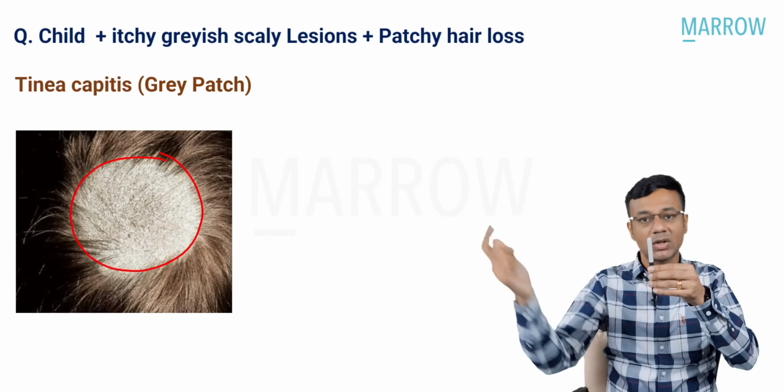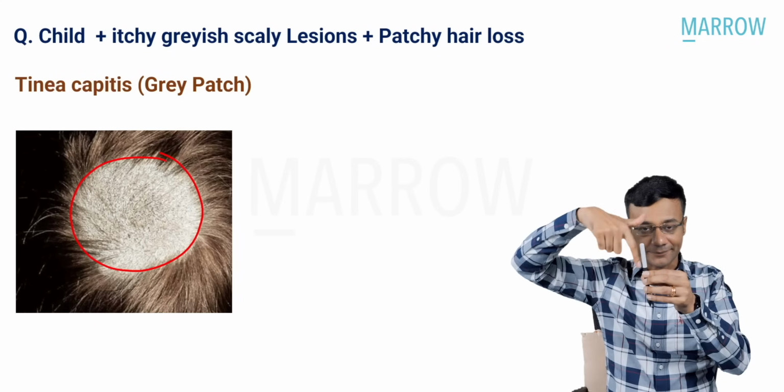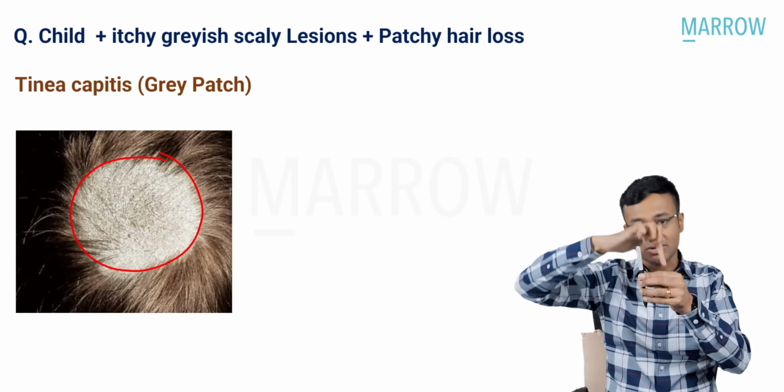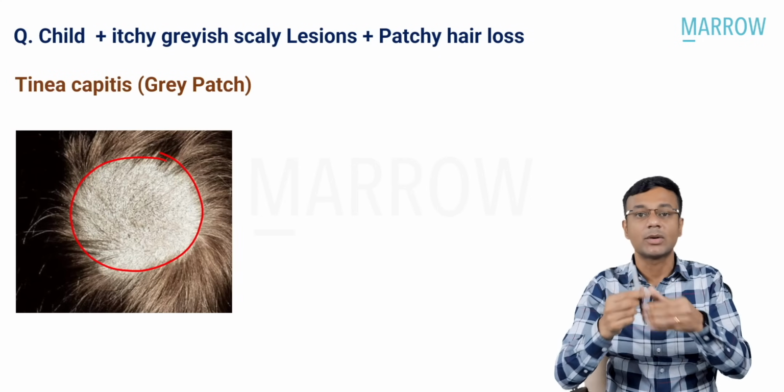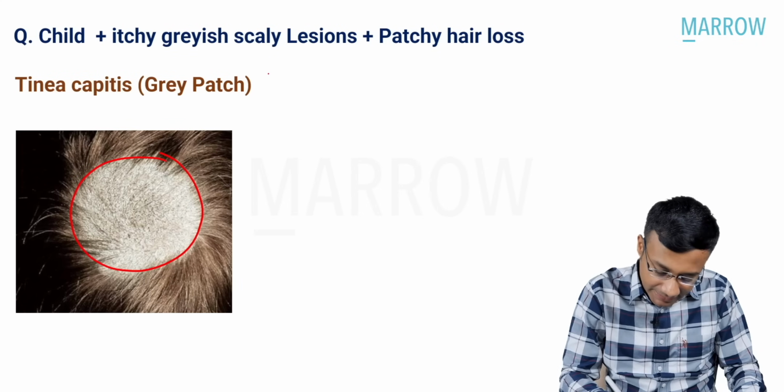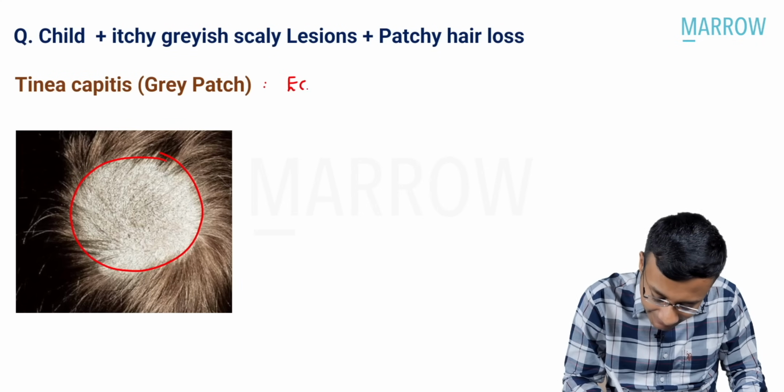And if this is the hair, now we can see that the fungus is covering the hair. So the arthroconidia or the fungal spores are around the hair. That's why the hair is now looking greyish in color. And this is an example for ectothrix.